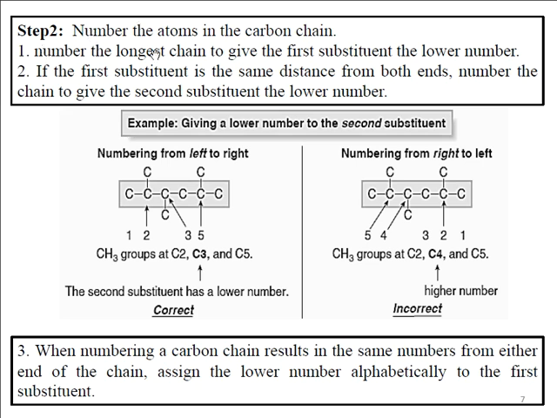Step number 2, number the atoms in the carbon chain. Now number the longest chain to give the first substituent the lower number. Where is the first substituent? Here we have methyl. If you start from here, 1, 2, 3, 4, 5, 6, this will be carbon number 2. This also will be carbon number 2. There is no difference in this example, but in another example, yes, it will be different.